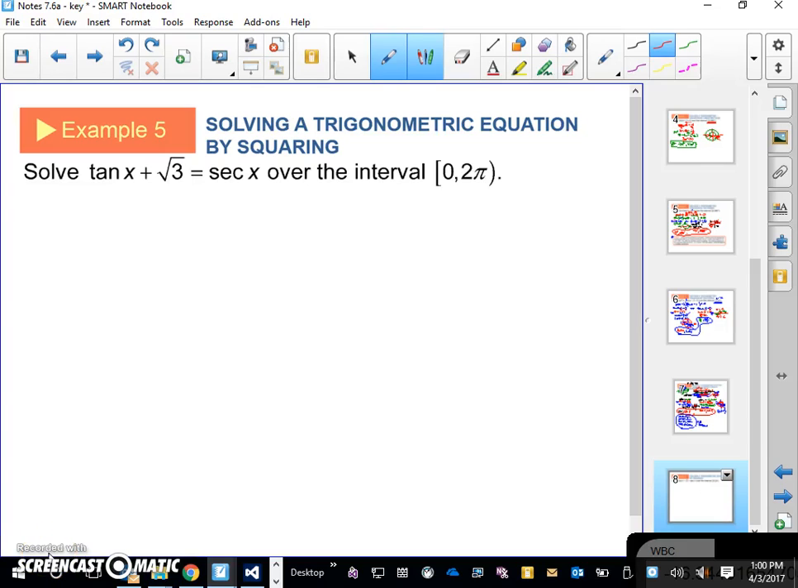When I look at example 5, the first thing I notice is there's two different variable expressions. And so I immediately know I'm not going to be able to isolate. This is not going to be one of the easier types of problems. But also, since they're not even the same function, one of them's tangent and one of them's secant, I can tell I'm probably not going to be able to factor either.